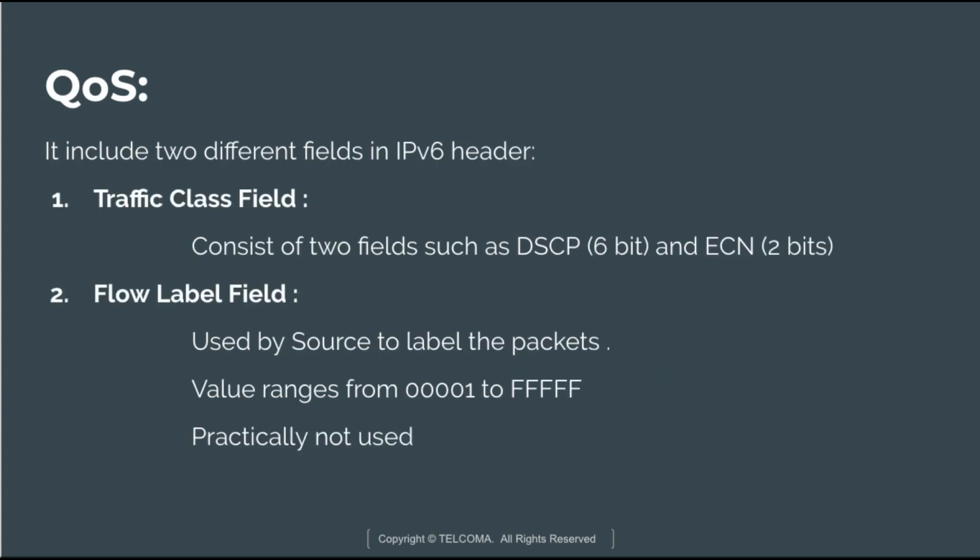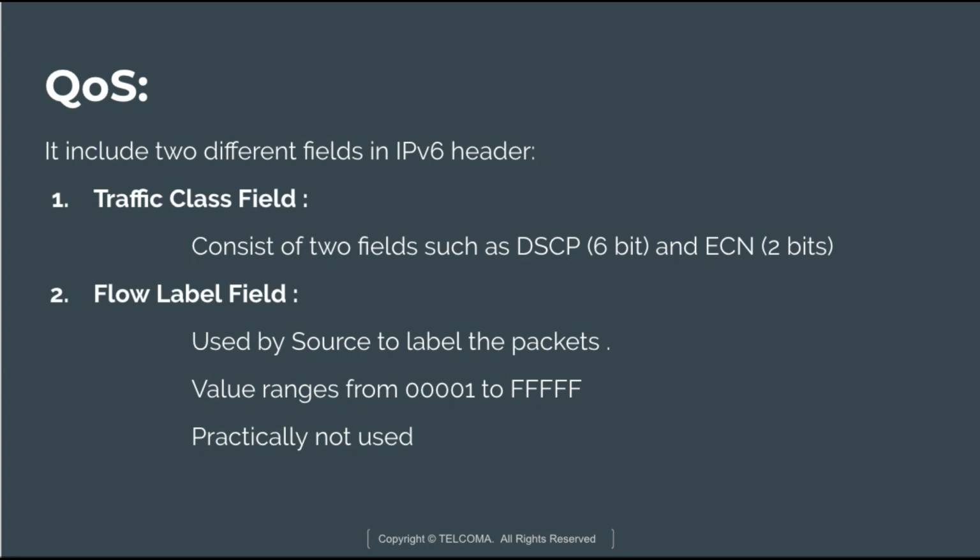Next, we will discuss the different fields in the IPv6 header. There are two different fields in the IPv6 header. The first one is the traffic class field. IPv6 offers flexibility and supports different quality of service mechanisms by adding functionality in the IPv6 header. First of all, the traffic class field consists of two fields, DSCP and ECN, to provide the flexibility.